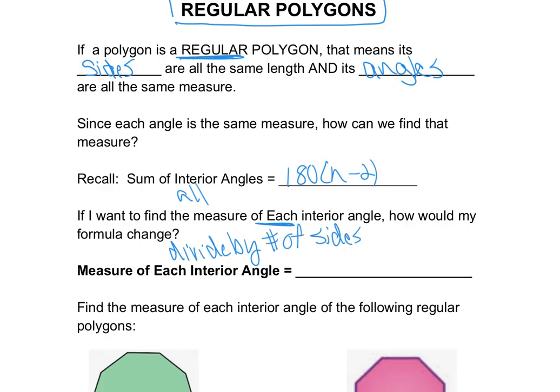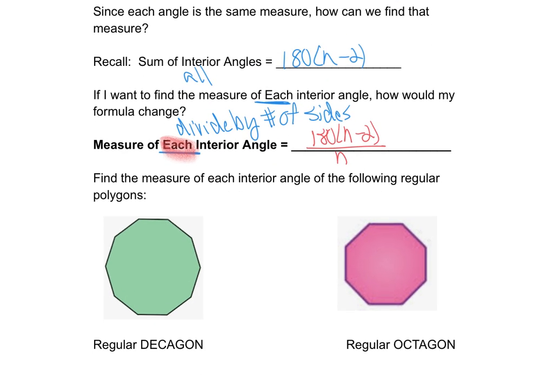Okay, so if we want each, and again, our key word here is going to be each, that's when we're going to divide. So we're going to take that regular old formula, the 180 times n minus 2, and to find each, we are going to divide it by however many sides there are.